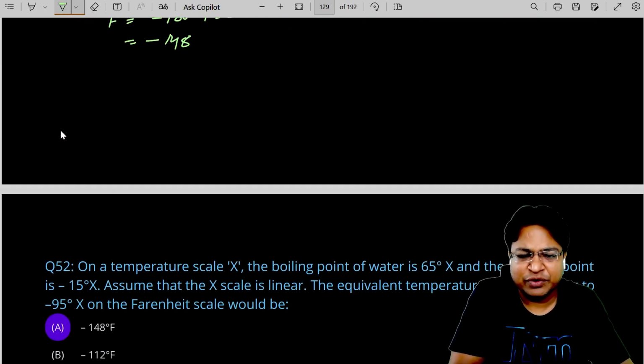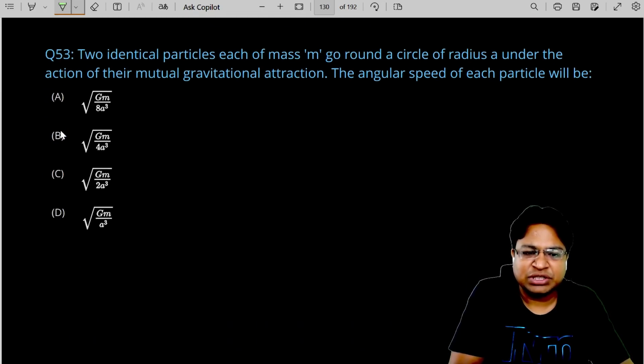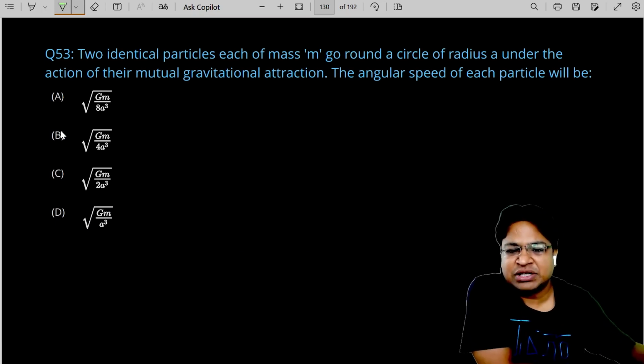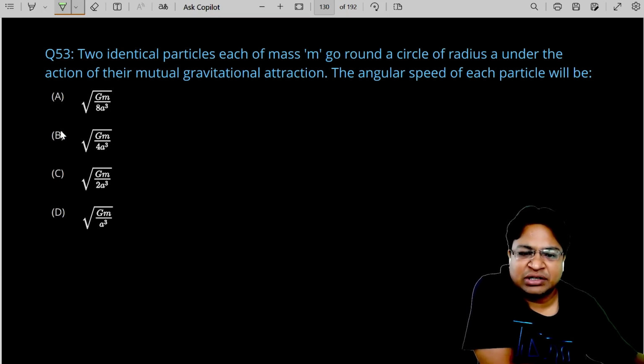So that was question number 2 for you. Now we come to the next question, question number 3. It says two identical particles of mass m go around in a circle of radius A under the action of their mutual gravitation. Now guys, the situation is this.